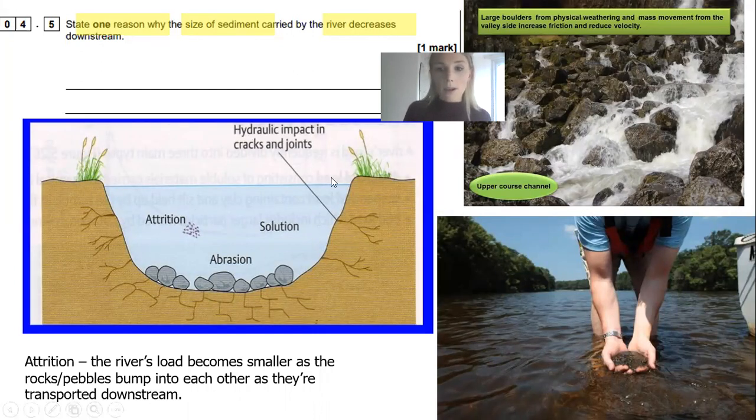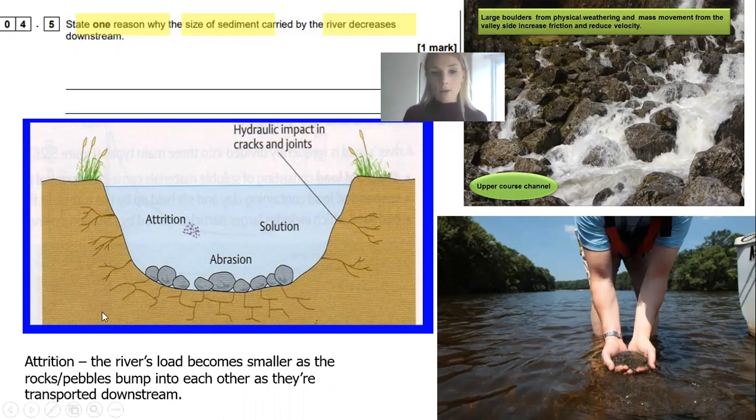Okay, now as these boulders and rocks roll along the riverbed, they're going to bump into each other. Okay, in doing so, they will chip fragments of rock away from each other, causing the pebbles and the rocks to become smaller as they travel from upstream to downstream, from the upper course to the lower course. So it's because they're continually banging each other, being pushed along by the river, that the size of the sediment decreases.